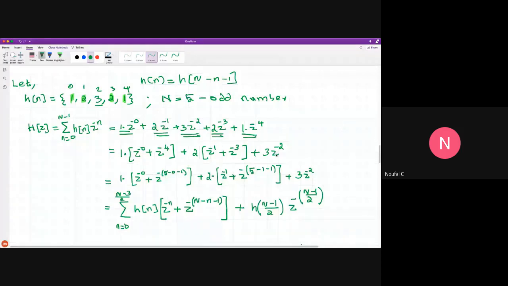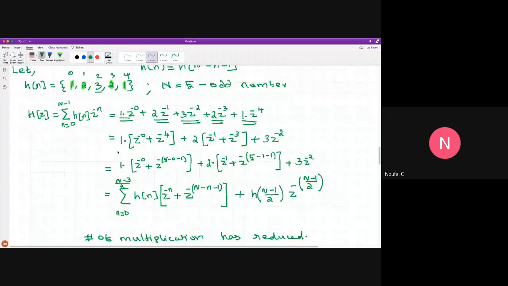Okay. Now I just need this equation for realization, and I will write a generalized form below this one. You can write it as 1 into z raised to minus 0 plus z raised to minus capital N minus small n minus 1. So this minus 4 can be written as capital N minus small n minus 1. Similarly, the 2 into z raised to minus 1 and minus 3 can be written as z raised to minus 1 plus z raised to minus 5 minus 1 minus 1. Okay. And similarly, the last term is written without any change.